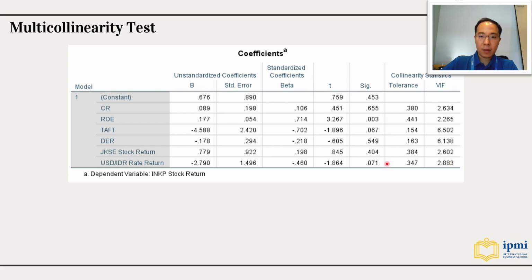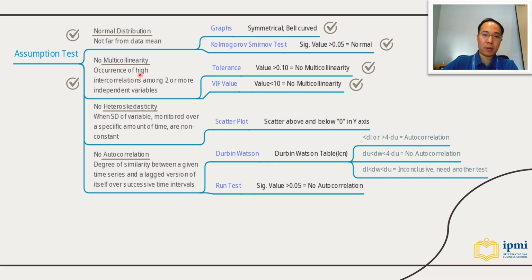the VIF. So to ensure that we pass this test, you need to check the tolerance. All of these 6 independent variables need to be above 0.1, and if you look at this case, all of our data here is above 0.1. And go to the VIF, the variance inflation factor. All 6 independent variables also need to be below 10, and here all are below 10. It means that for this test there is no multicollinearity, and so we pass the multicollinearity test.